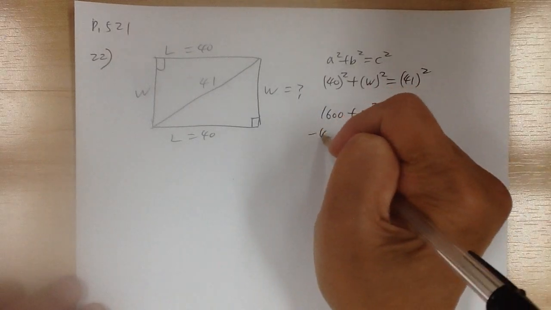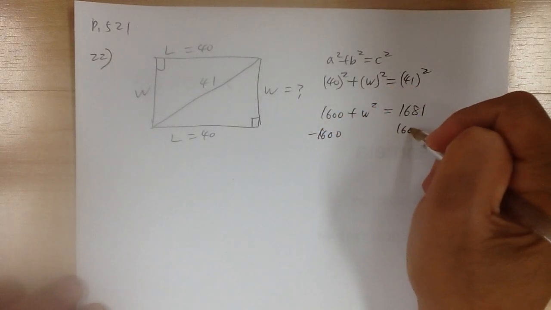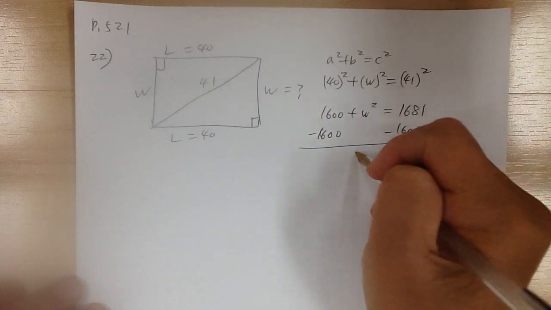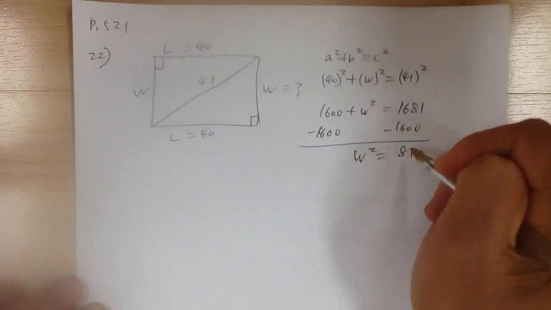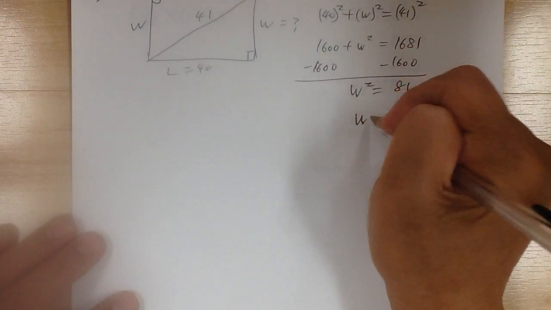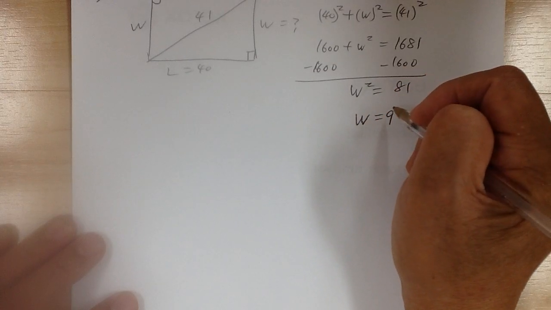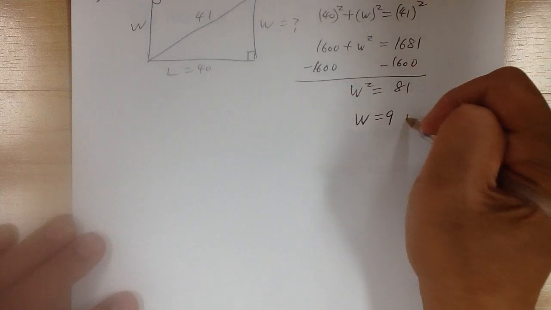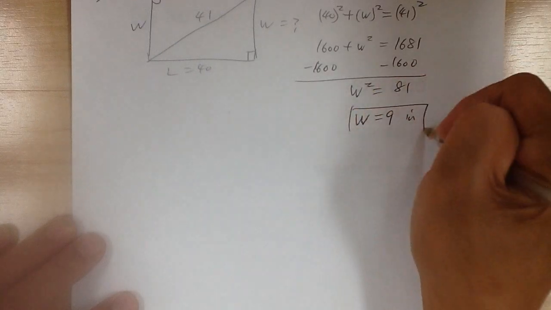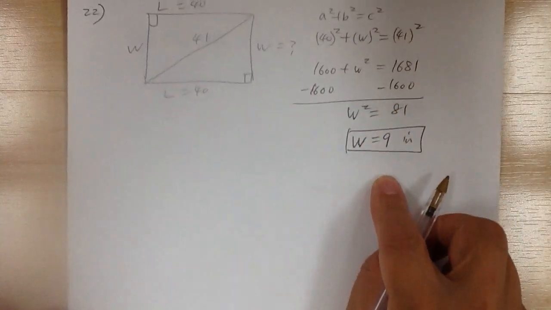So minus 1600 from both sides. You got w squared equal to 81. Take the square root, so w equal to 9. And the label would be inches. And that's it.